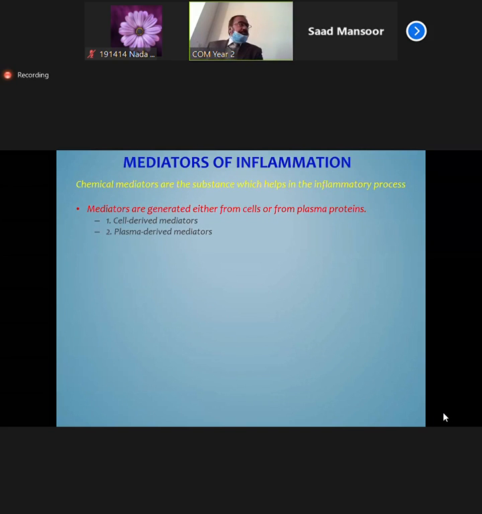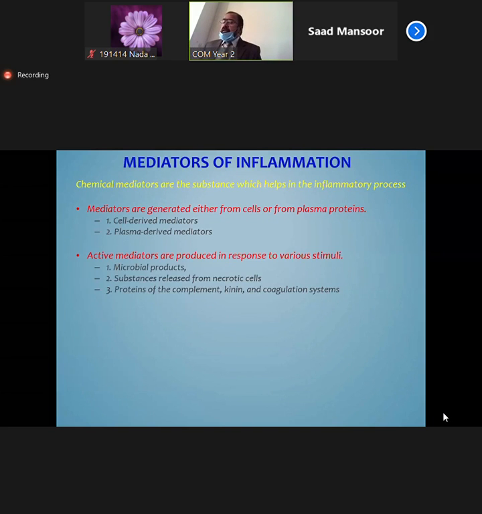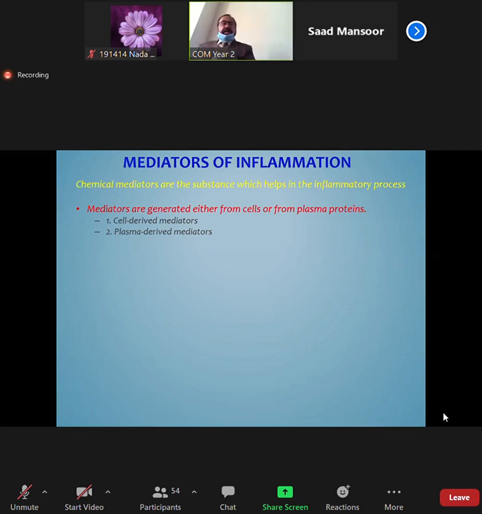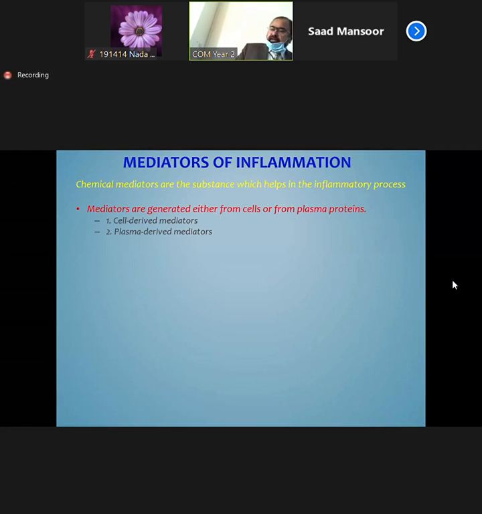The cell-derived mediators are produced inside the cell. Some are preformed, and the others form later, right? So further, we also divide them into two: preformed chemical mediators, as well as the chemical mediators which are processed later when they are triggered. The plasma-derived mediators are usually produced in the liver, right?